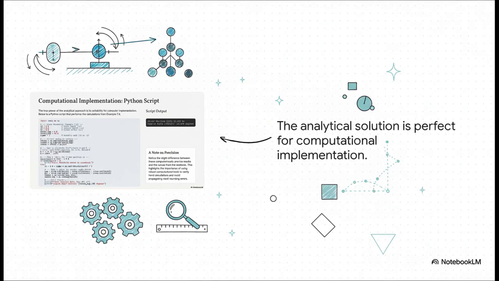So why do we go through all this trouble? Because this analytical solution is absolutely perfect for computers. We can translate our equations directly into a script like this one here in Python. And instead of solving for just one angle, we can now analyze the mechanism's position at thousands of different points in a fraction of a second. This is the real power of analytical kinematics. It lets us do rapid, precise, and repeatable analysis that would be totally impossible to do by hand.